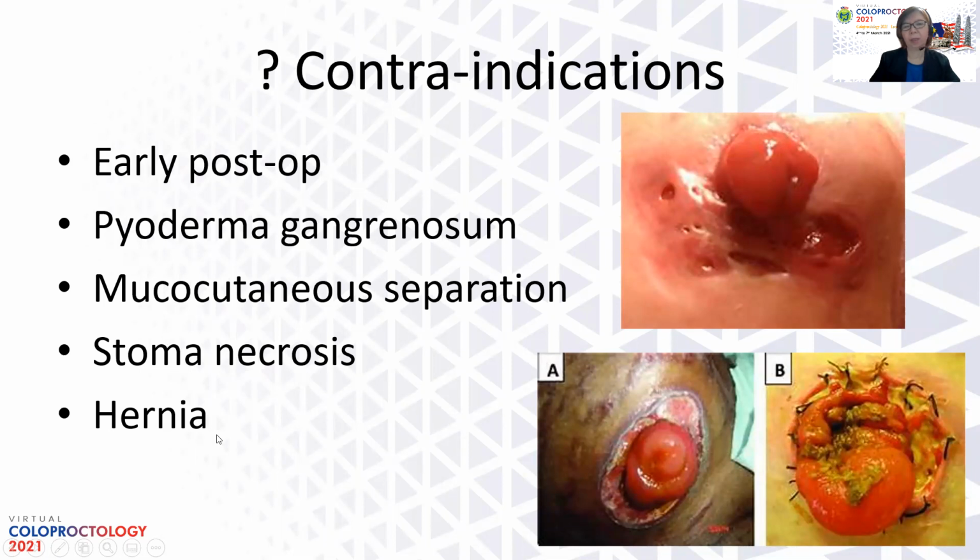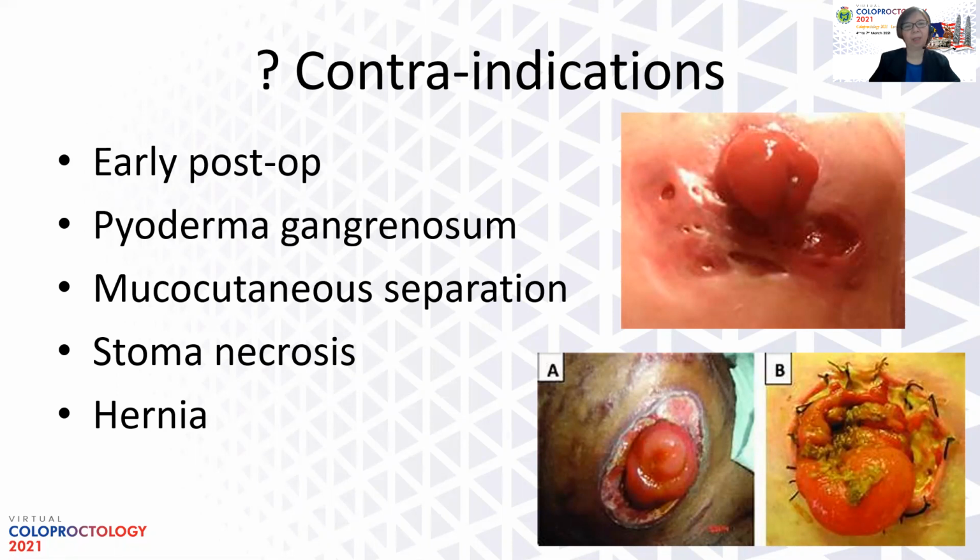Another condition is when the patient is having a hernia. Hernia is not suitable for convex because the hernia itself is already a bit dome-shaped. If you use another convex, the pressure will be much higher, and it does not really help. Most of the time, a hernia patient with a flush stoma is more advisable to use a one-piece system.